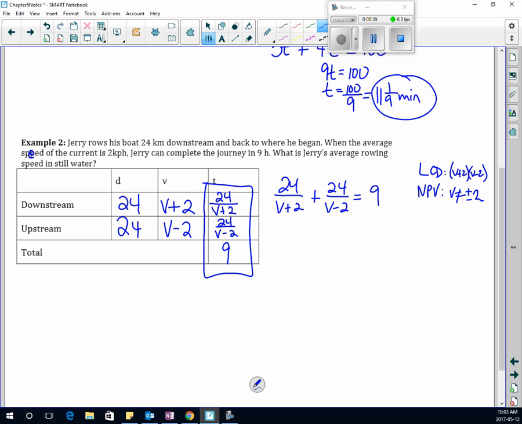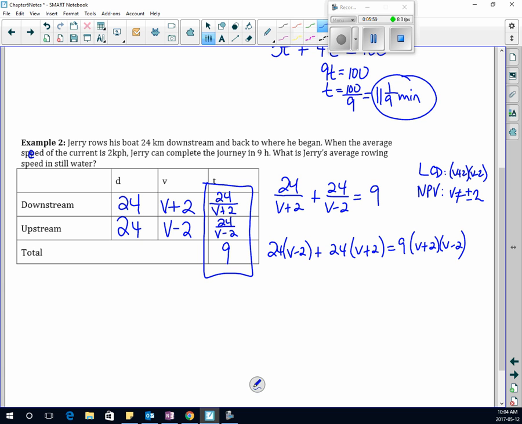So what's my LCD again? V plus 2 times v minus 2. So I'm going to multiply each and every term by that. So I'll get 24 times v minus 2 plus 24 times v plus 2 equals 9 times v plus 2 times v minus 2.